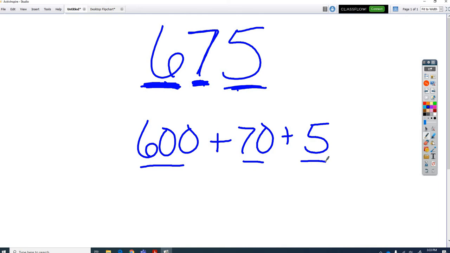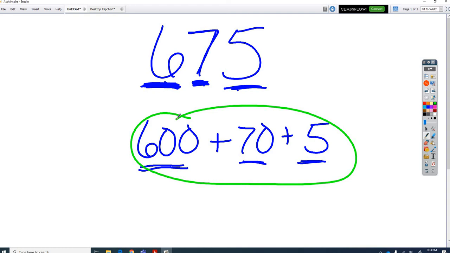It even kind of says it when you read what you've written here. 675. That's expanded form. It's just another way to show the number. And again, like I said on the first one, if I were to add this all up, it really would make the number 675. It's just breaking it apart into the hundreds and the tens and the ones.